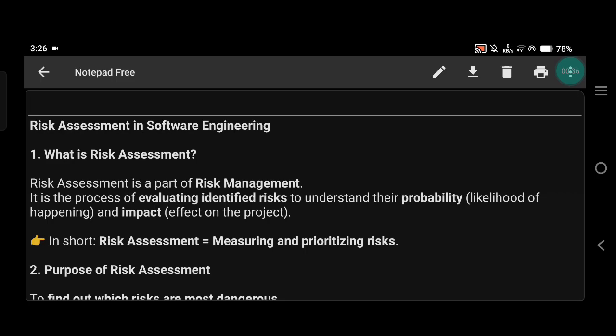Okay, risk assessment is a part of risk management. It means evaluating the risks we have identified to understand two things. First, how likely they are to happen, and second, how much impact they will have on the project. In simple words, risk assessment is about measuring and prioritizing risk.